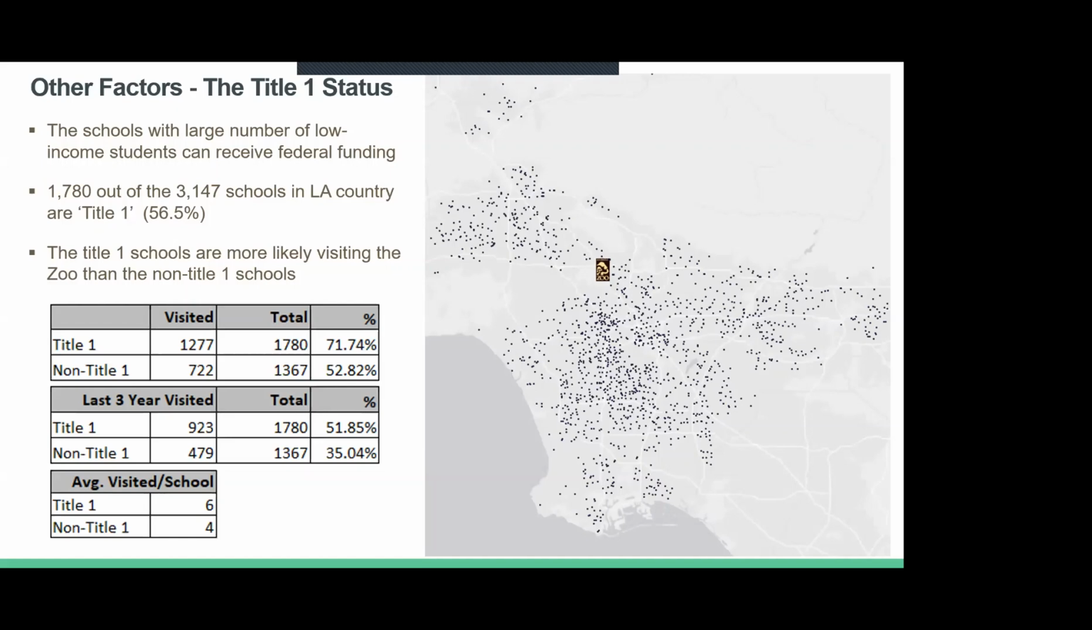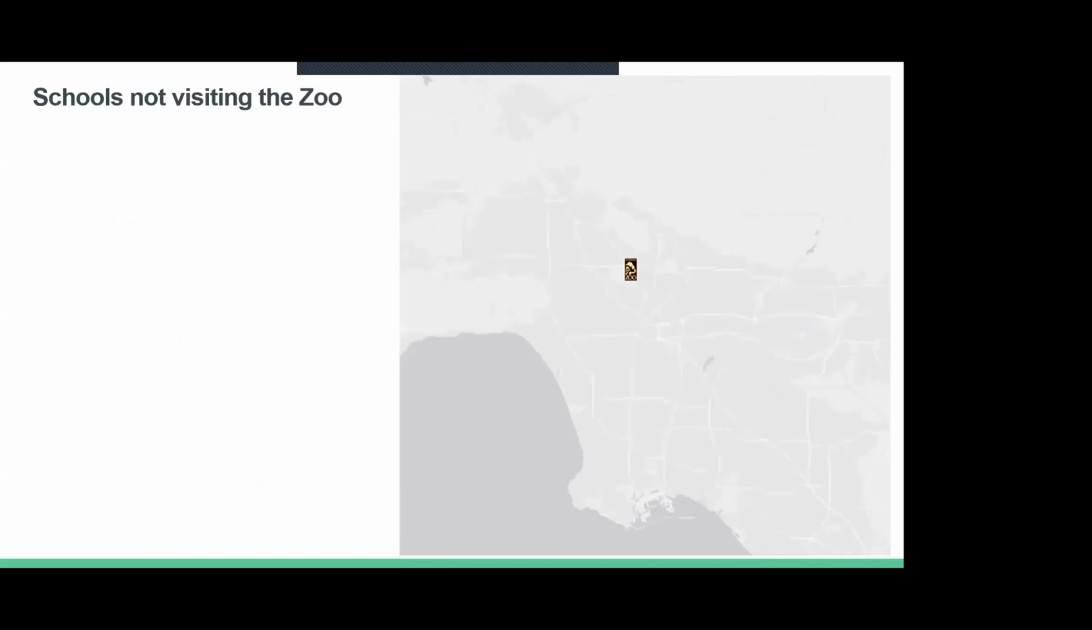We summarized their visits and the non-Title I school visits for the last 10 years and also the recent 3 years. It turns out that the Title I schools did visit the zoo a little bit more than the non-Title I ones. But this could also be caused by the income variable I mentioned earlier, since the non-Title I schools are more likely located in high income areas.